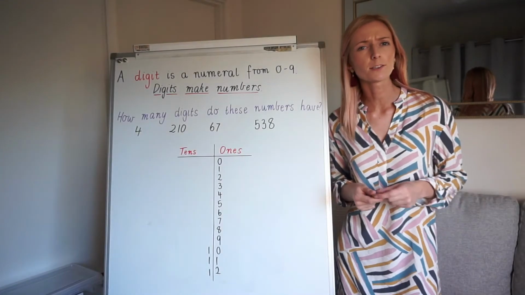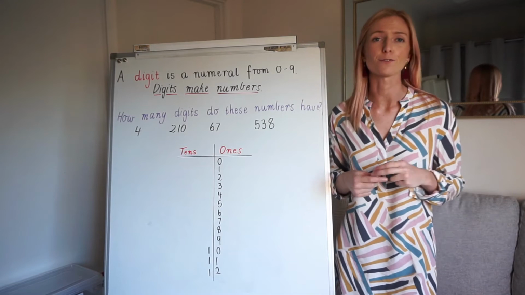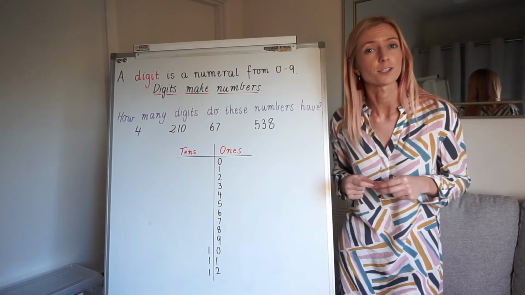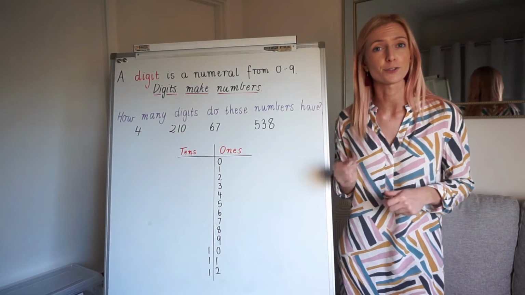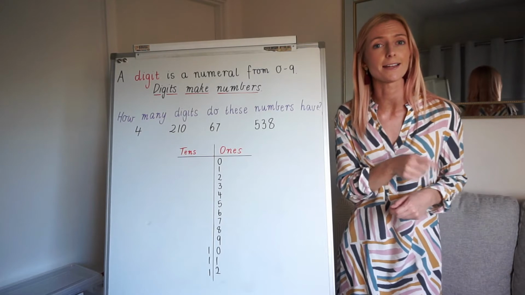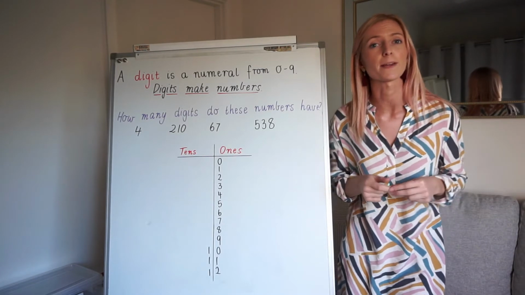Now, before we begin looking at two-digit numbers, we first of all have to review what a digit is. A digit is a number from 0 to 9, so 0, 1, 2, 3, 4, 5, 6, 7, 8, 9. Together, these numerals make up numbers.